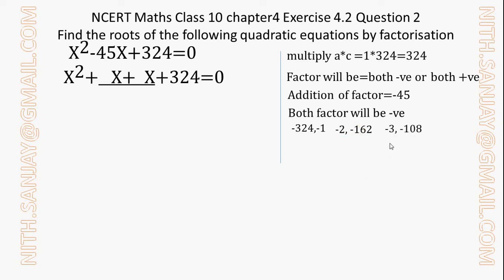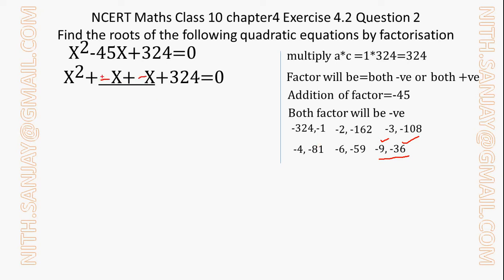Now I have to take the next pair. I will reject this also, because its addition is also not minus 45. Now I will take the next pair. This again has to be rejected, because its addition is not minus 45. Now I will take the next pair. Again this has to be rejected, because its addition is not minus 45. Now I will take the next factors, minus 9 and minus 36, because their addition is minus 45. So these are my two numbers which I have to place here, right?